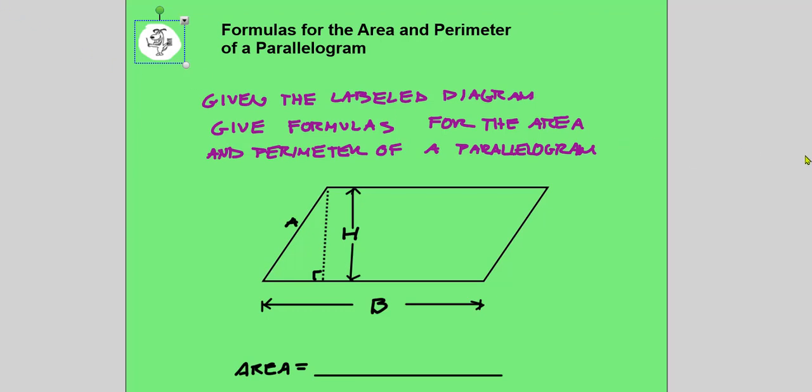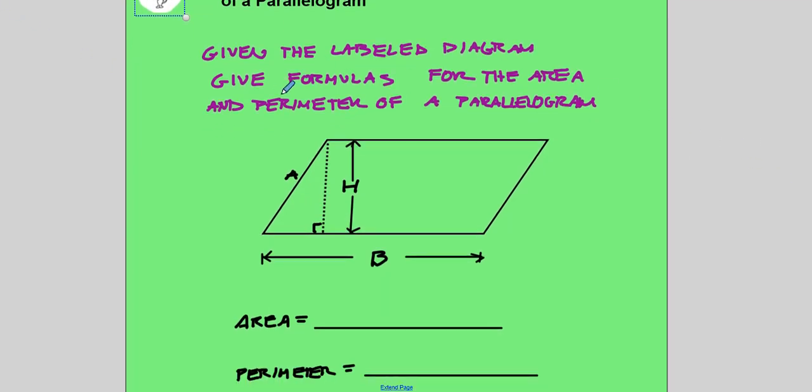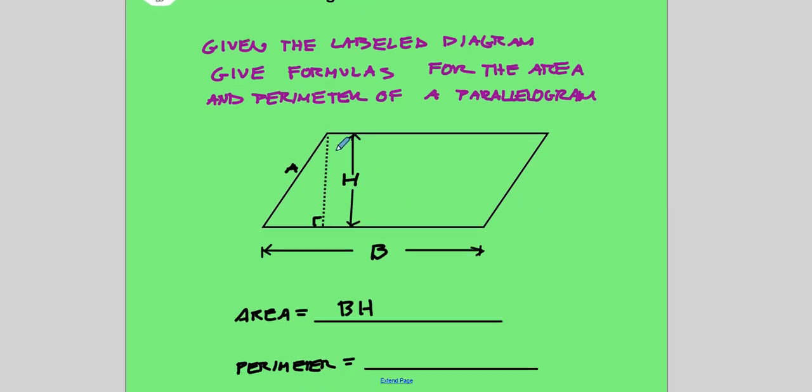So now, given the labeled diagram below, give the formulas for the area and perimeter of a parallelogram. Well, the area is the base, B, times the height, H. The way I've labeled this diagram, it's BH, or B times H. BH means B times H. The perimeter though, this is side A. That's not the same as the height. So I have two of these A's and two of these B's, because this is also going to be a congruent base to this. So it's going to be 2B plus 2A. That's the formula for perimeter, the way I've illustrated this figure.